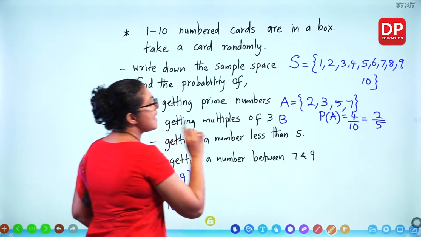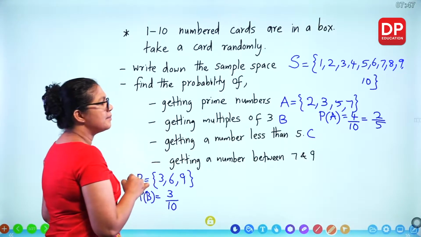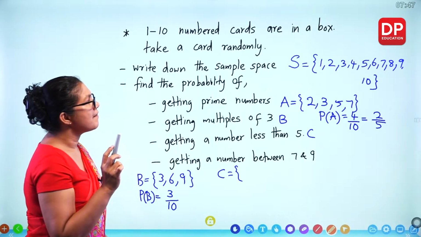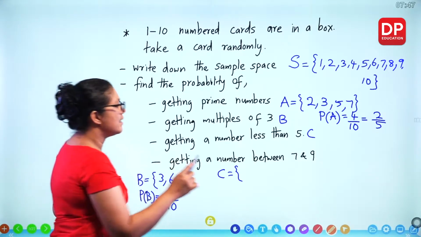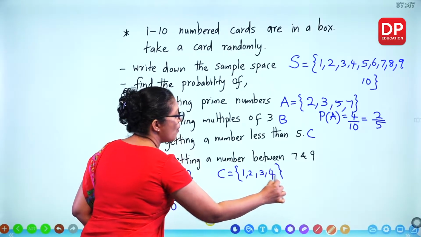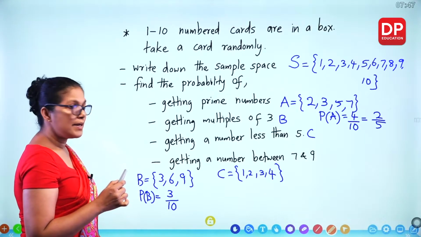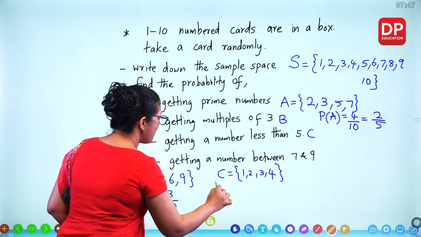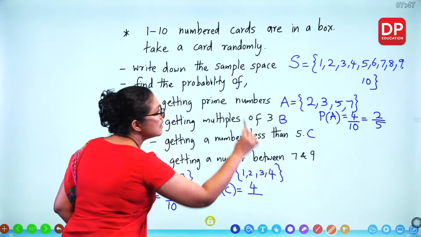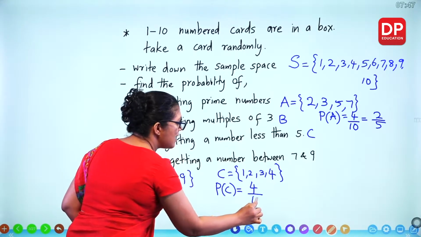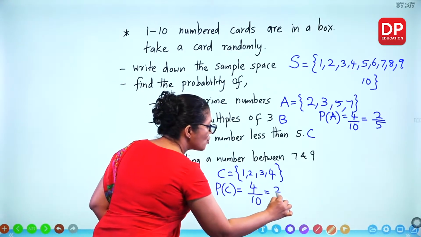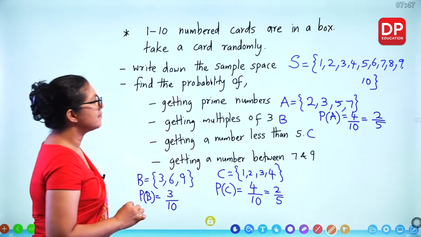Getting a number less than 5. We'll take this one as C. What are the elements? Less than 5, so you can't take 5 there. 1, 2, 3, 4. How many numbers? 4. So what's the probability of getting C? Altogether there are 10 numbers, so 4 over 10. Simplify and you can write 2 over 5.